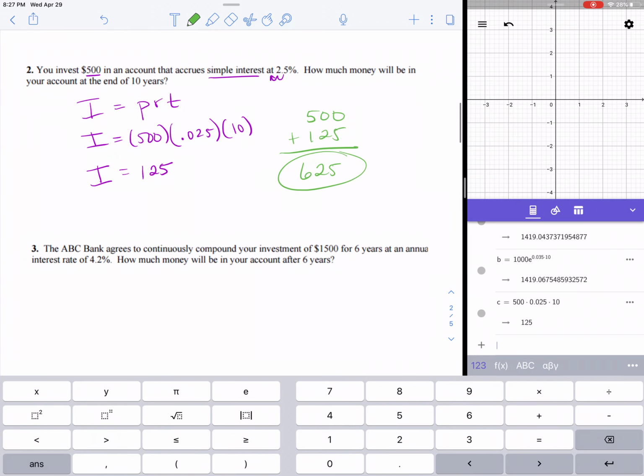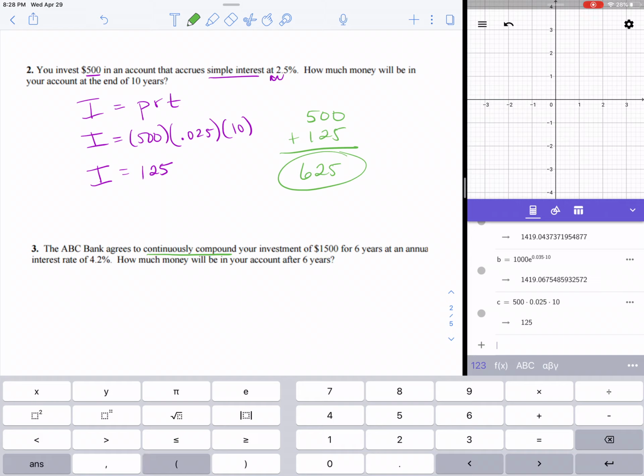The ABC Bank agrees to continuously compound. So this is how you would know which formula to use. Number 2, I underlined simple interest. Here it says continuously compound your investment of $1,500 for 6 years at an annual interest rate of 4.2%. How much money will be in your account after 6 years?